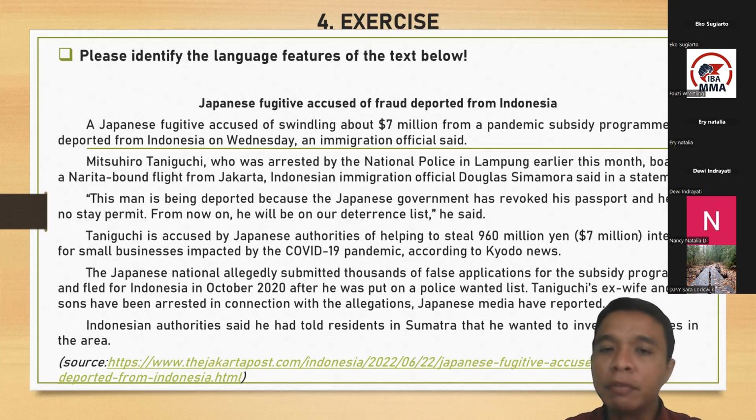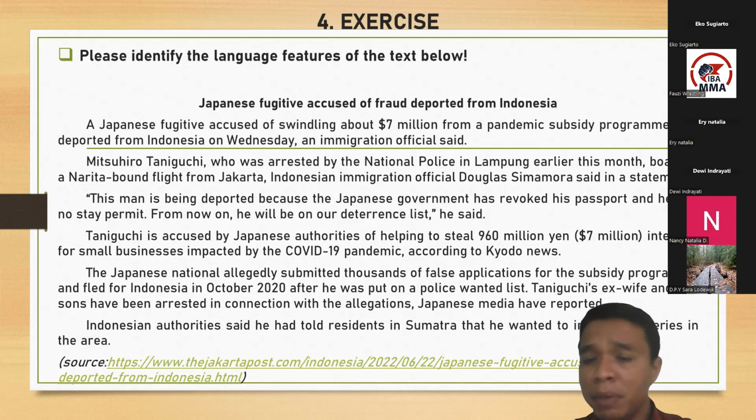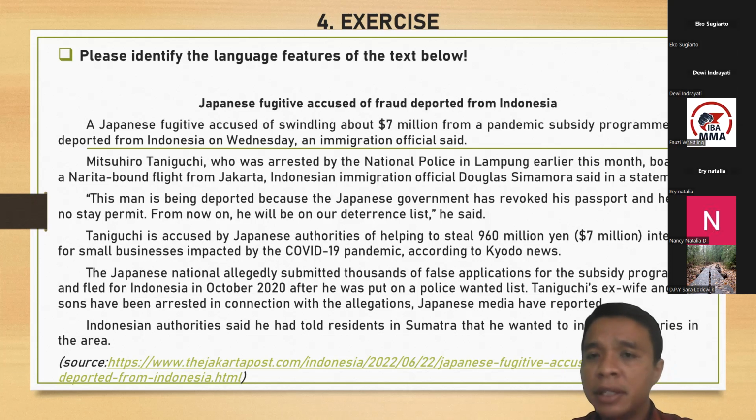Well, I'd like to inform all of you that we still have 9 minutes left. So please be quick in identifying the language features of this text. Maybe one of you has finished identifying the text.